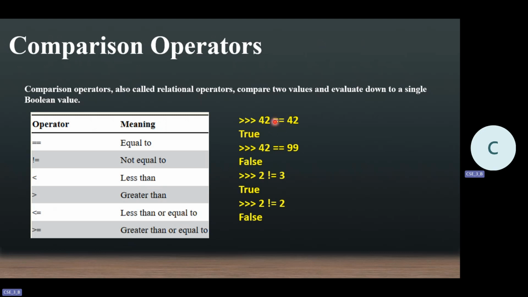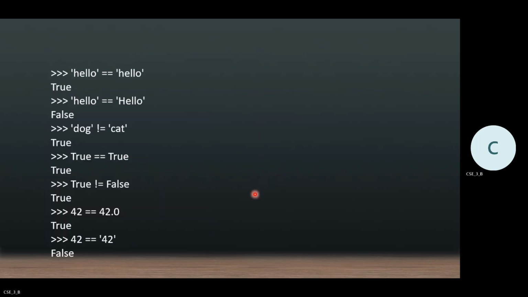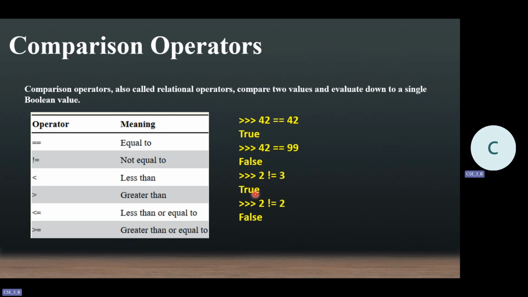Now we are comparing the value 42 with 42. Since both are equal, we got the result as True. Similarly, 42 equal to 99. It is not equal, since the result is False. We can see here that 2 is not equal to 3. Yes, that's why it is True.